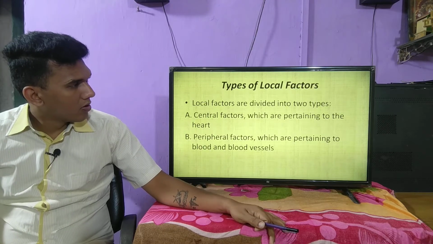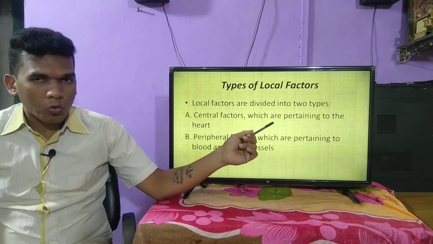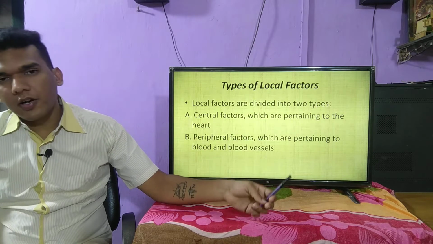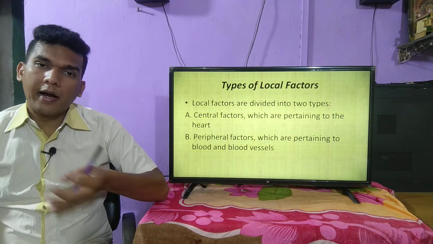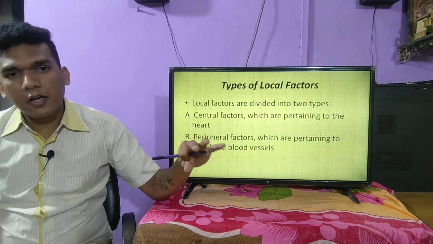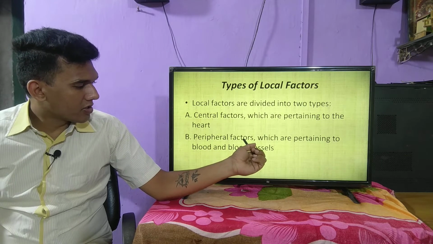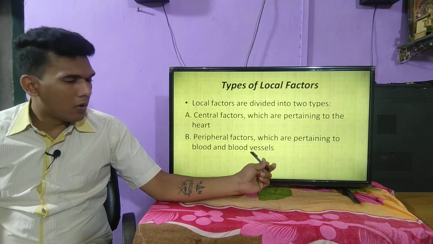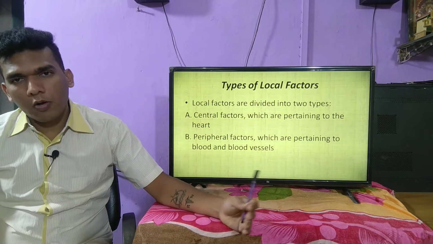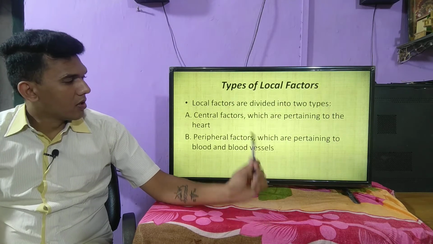So let's see them. What are the local factors? Local factors are divided into two types. Central factors, which are pertaining to the heart. Heart is at the center of the body and at the center of the cardiovascular system, so factors which are related to the heart are central factors, and factors which are pertaining to the blood and blood vessels, means factors related to the blood or the peripheral blood vessels, are called the peripheral factors. So we will see one by one.